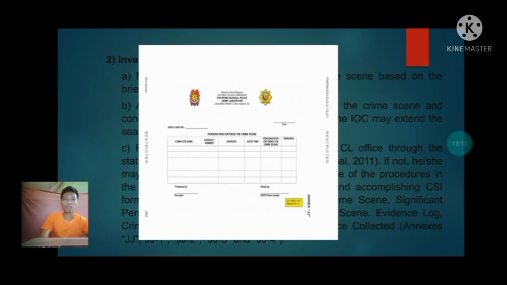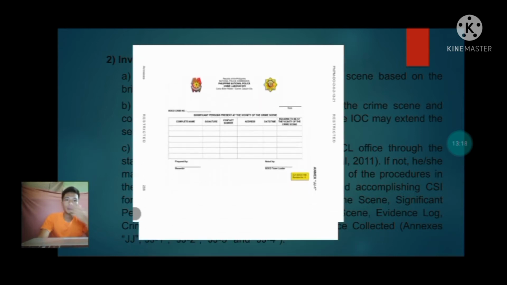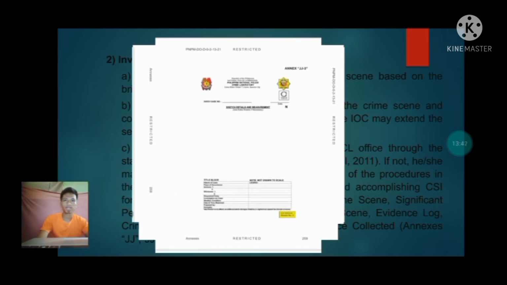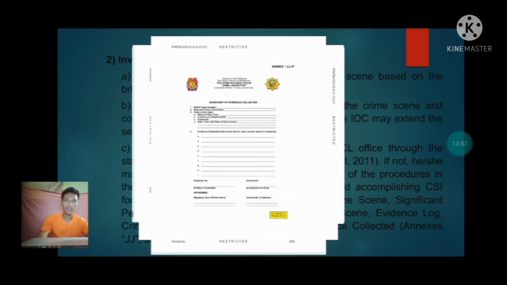So this picture is a form of person who entered in the crime scene. And this picture also is a form of significant person present at the vicinity of the crime scene. And also this picture is an evidence log. This picture is a form of crime scene sketch. And lastly, this picture is a form of inventory of evidence collected.